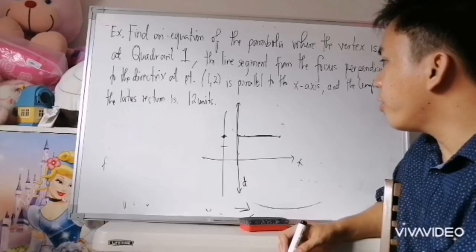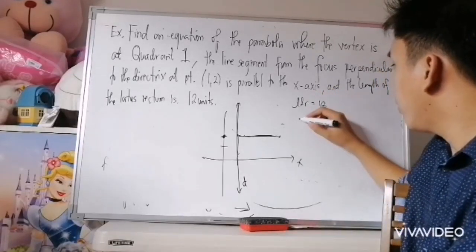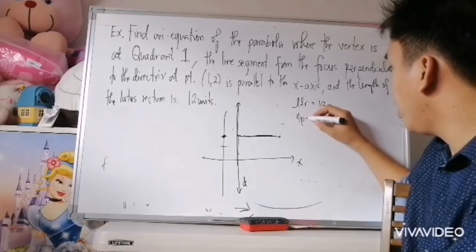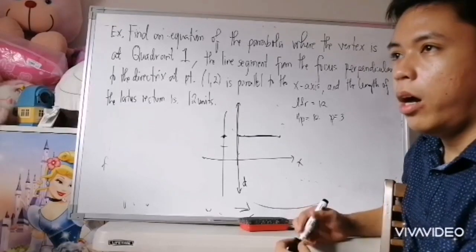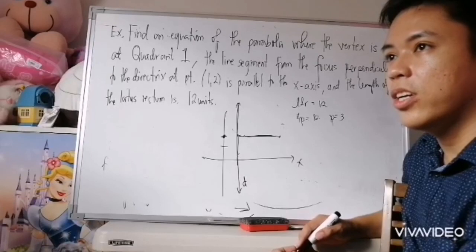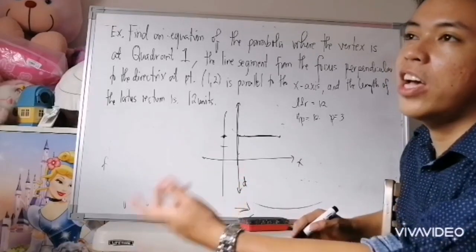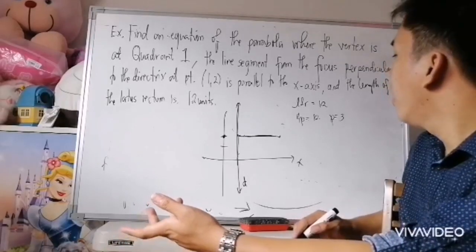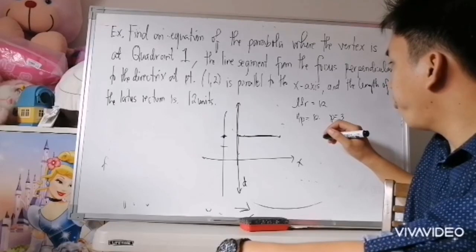The length of the latus rectum is 12 units, so we're given already the latus rectum. Solving for p, your p is 3. I think this is the same as the problem we've answered earlier. I'm sorry, I haven't thought of the problem earlier. I just thought of it now. Okay, so this is p equals 3.